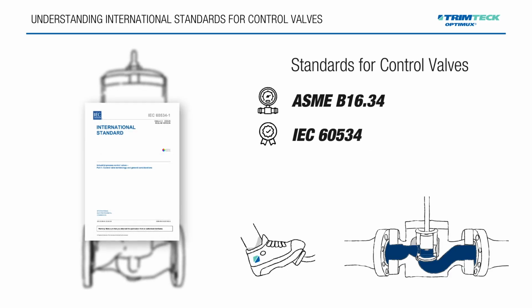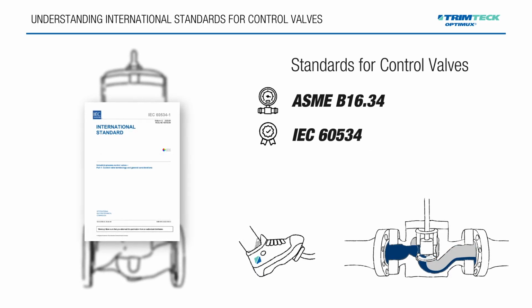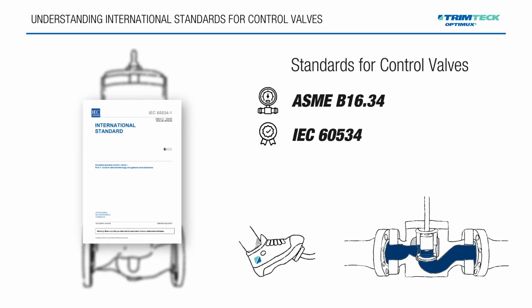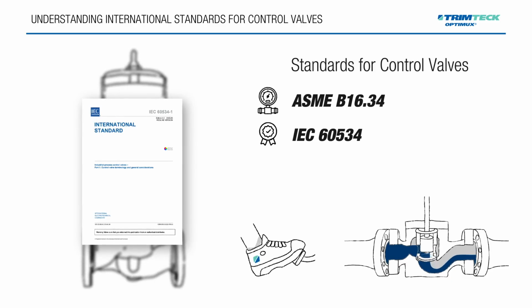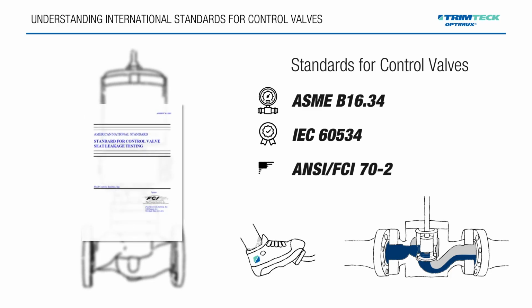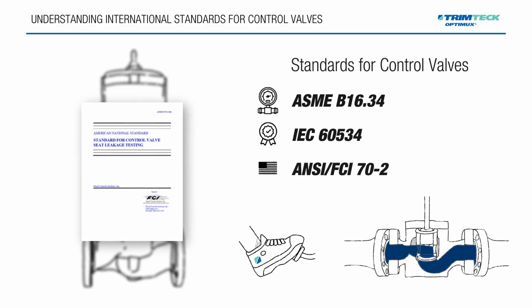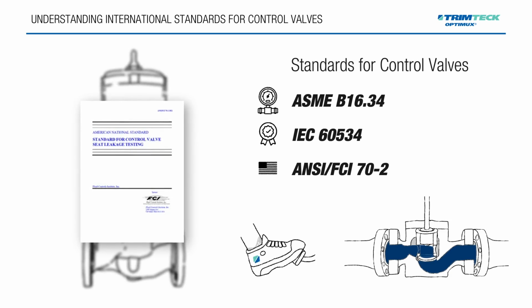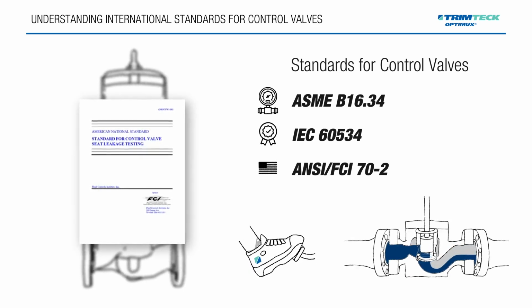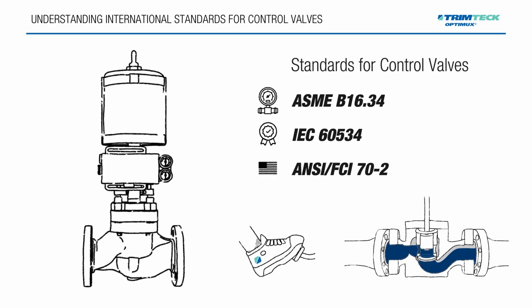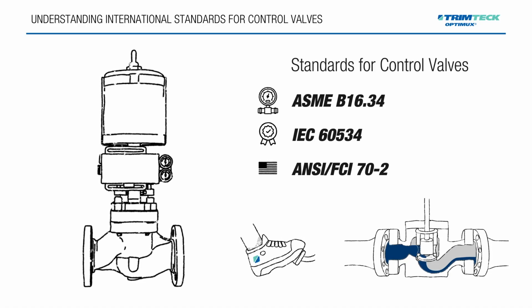IEC 60534, a suite of standards specific to control valves, covering valve sizing and flow characterization, performance testing, noise prediction, and seat leakage classifications. ANSI FCI 70-2, widely used in North America to classify control valve seat leakage from Class 1, no test, to Class 6, very tight shutoff. Control valve standards also require testing under partially open positions, a scenario not typically covered in on-off valve protocols.